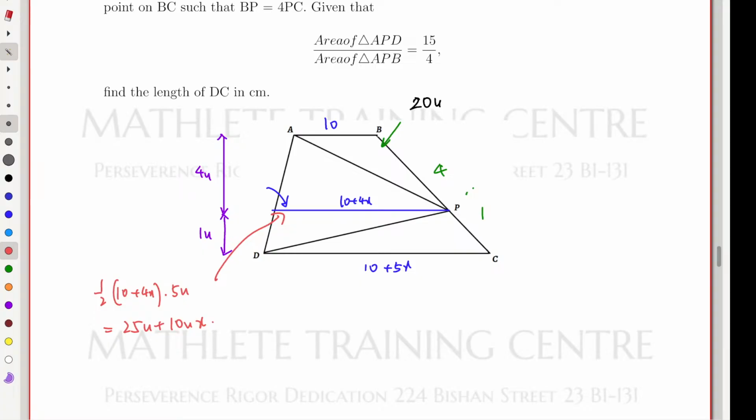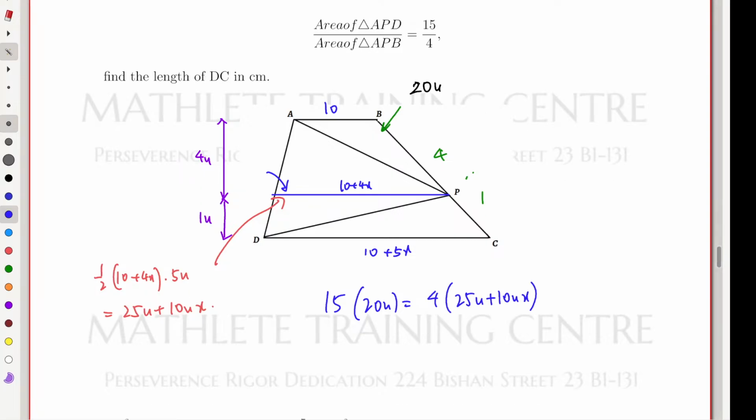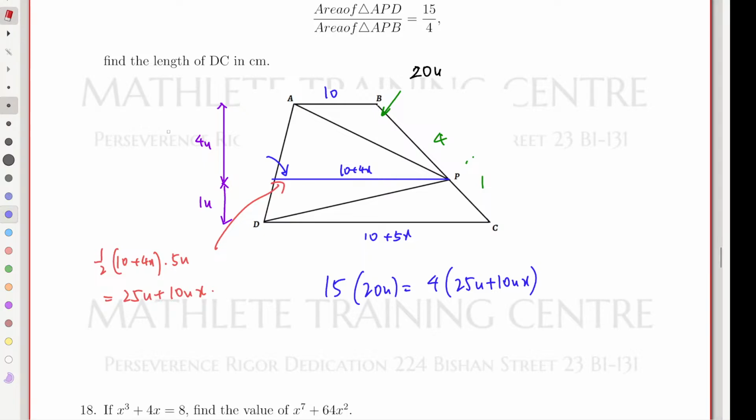Looks very weird, right? Because of the double variable. But now you can compare. If you know the area ratio is 15 to 4, then you know that this term in red color to this term in black color will be equal to 15 to 4. So we can do cross multiplication: 15 times 20 units is equal to 4 times 25 units plus 10 units times x. Now there are units on both sides, so let's just get rid of these units. It's not important. Then what we have is 300 is equal to 100 plus 40x. So then x must be 5.